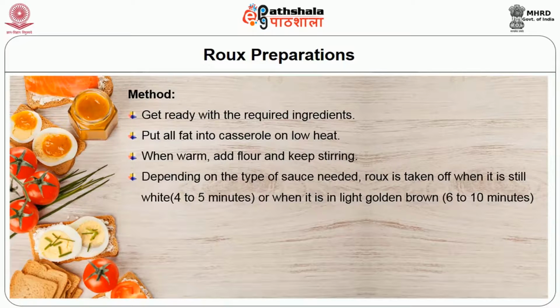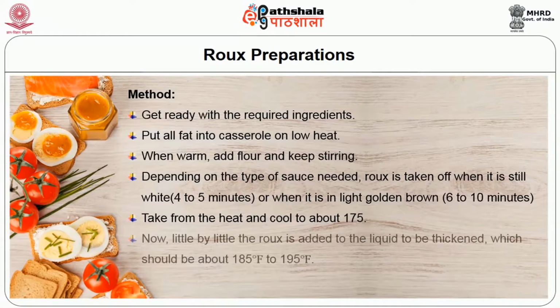It depends on the temperature and the time it is cooked, or when it is light golden brown in color. That is, when we cook for a short time, it will be white in color. When it is cooked for more than 6 to 10 minutes, it will become golden brown. Take it from the heat and cool it to above 150 degrees Fahrenheit.